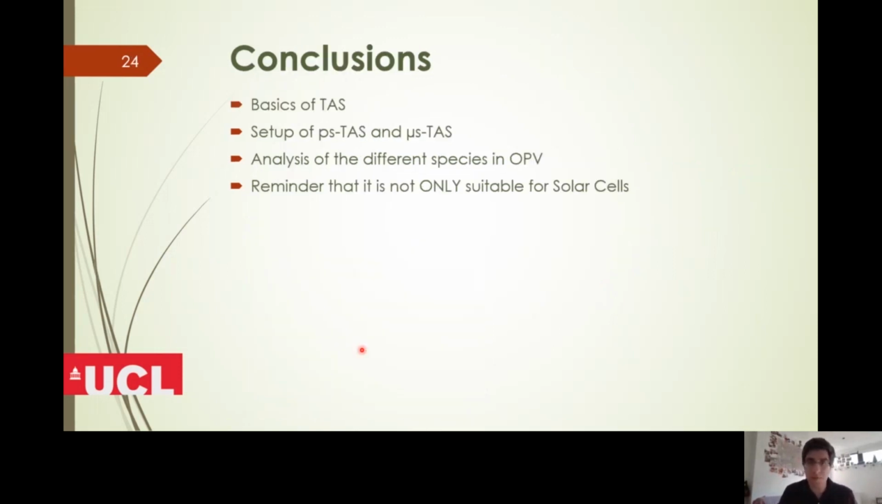So, in conclusion, I showed you more or less the basics of transient absorption spectroscopy. I explained a little bit about how a setup of picosecond TAS and microsecond TAS looks. Also, I gave you some insight into the analysis of the different species that you can see in OPV, and a little reminder that this technique is not only useful for OPV or for solar cells. You can also use it for LEDs, for water splitting, for photocatalysis, photosynthesis, etc.